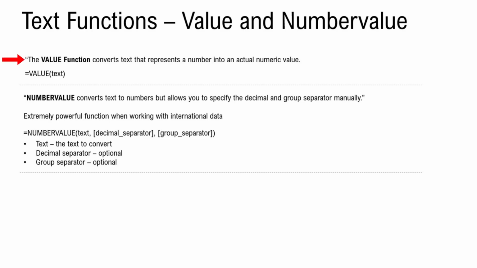The VALUE function converts text that looks like a number into an actual numeric value that Excel can use for calculations. Sometimes when you import data from systems, PDFs, or CSVs, Excel treats numbers as text, which can mess up formulas and calculations. The syntax for the VALUE function is simple. You just need one input, which is the text.